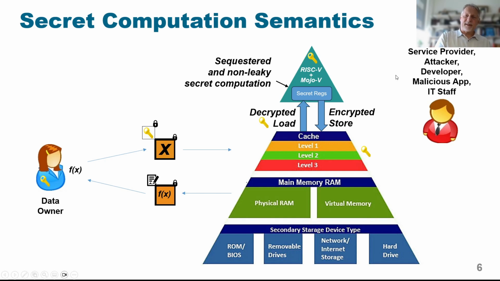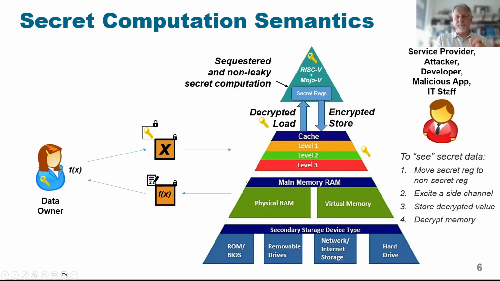And then over here, again, we've got the service provider. But you see on this slide, I've expanded what it means to be a service provider. Either it's the web service provider I'm interacting with, or it's an attacker that's hacked into a system that I'm interacting with, or it's a developer, honest or malicious, who's dealing with my data, or it's a piece of malware or an IT staff member, honest or malicious. So none of these entities can see the data that is being computed on by the Mojo-V secret registers.